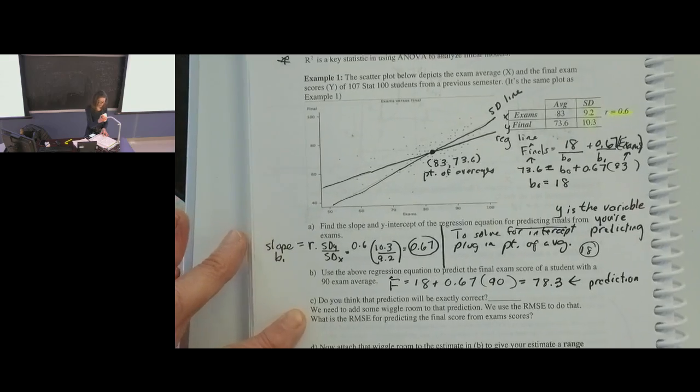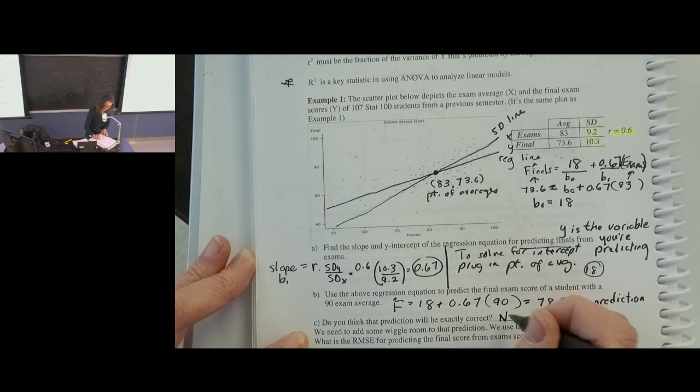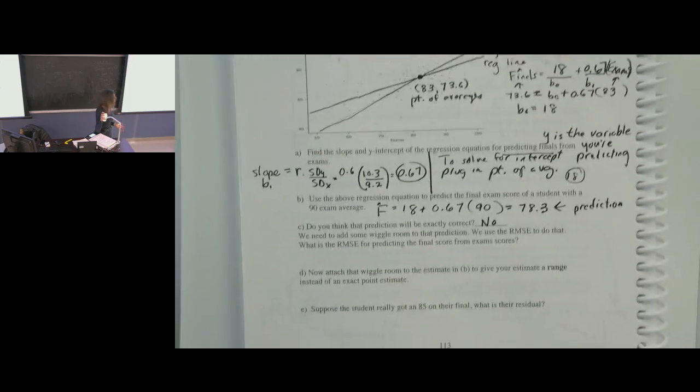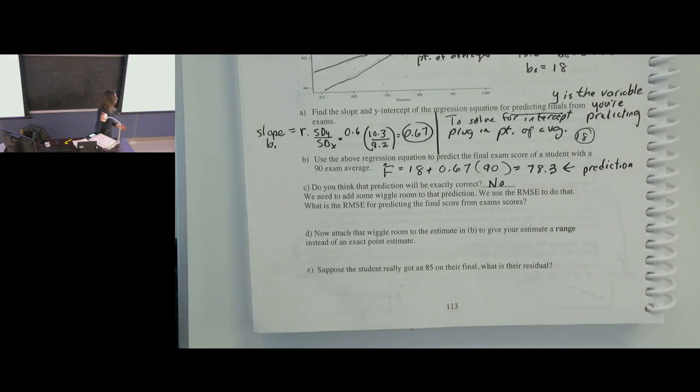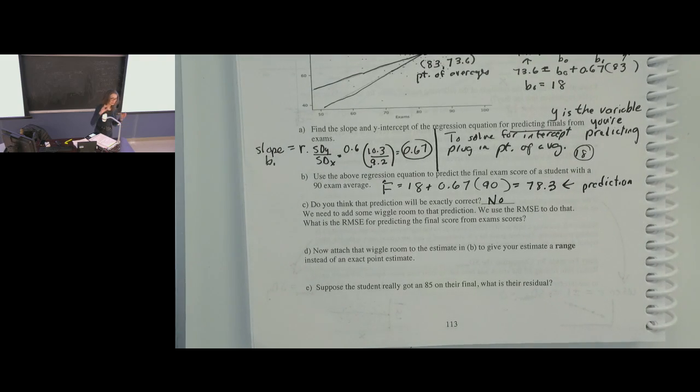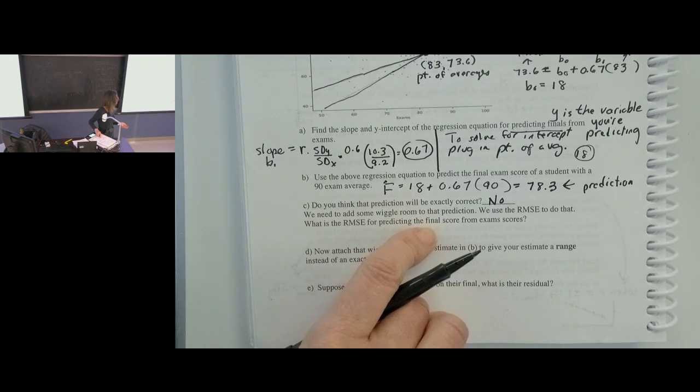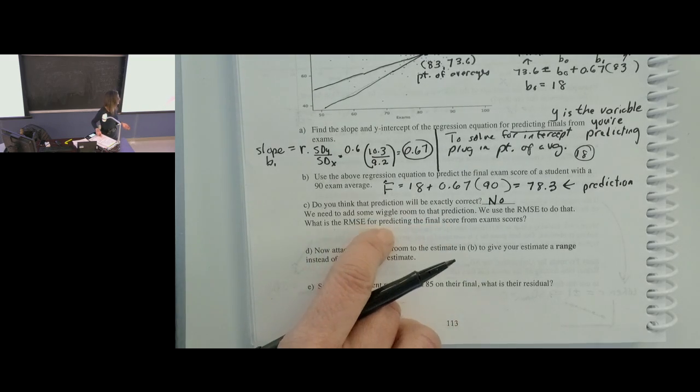No, there's scatter around the line. Of course not. So we want a way to say, give or take about how much, to put error bars on that. And that's where we're going to use that standard deviation of the errors, the typical spread of the errors, to put error bars around that, to put some wiggle room around our point estimate. Okay? So what is the standard deviation of the errors?